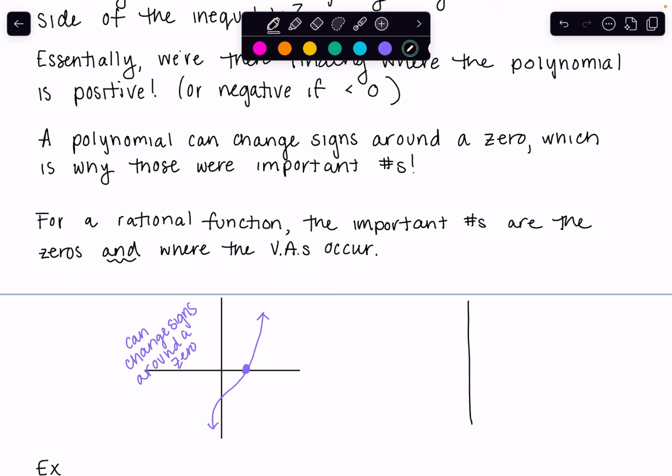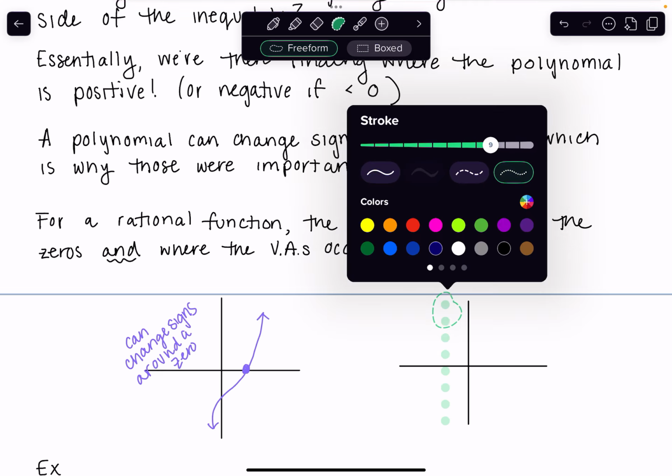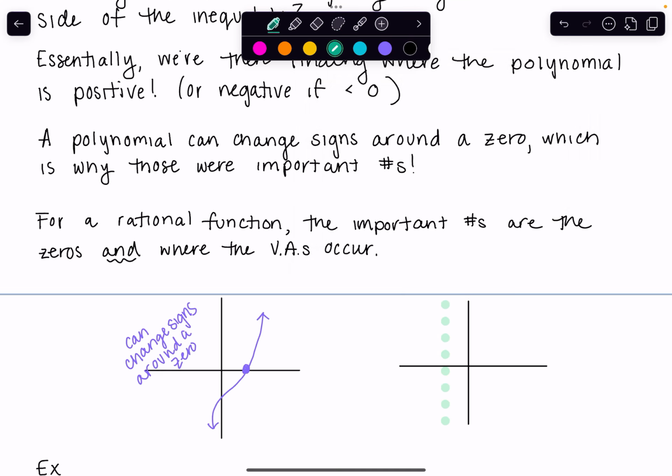But also if you think about your vertical asymptotes, if I have a vertical asymptote, say here, and let's go ahead and make that dotted, so it actually looks like an asymptote. Your graph could look something like this. It could be negative to the left of the asymptote, but then it could be positive to the right. So it can also change signs around a vertical asymptote.